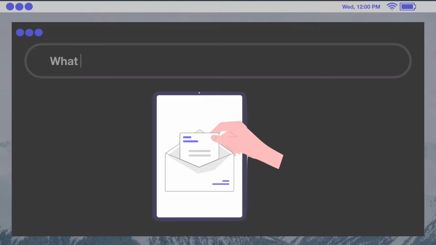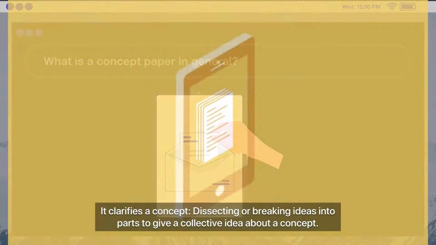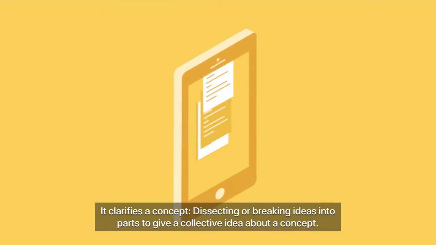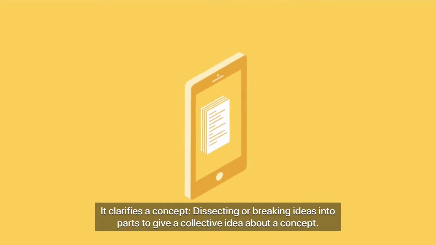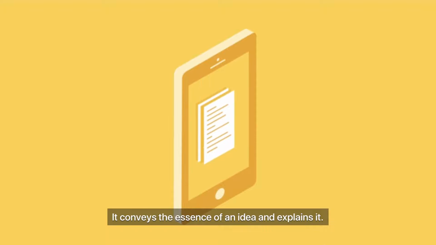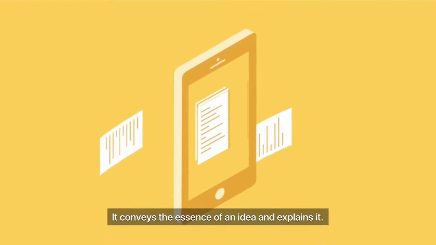What is a concept paper in general? First, it clarifies a concept, dissecting or breaking ideas into parts to give a collective idea about a concept. Second, it conveys the essence of an idea and explains it.